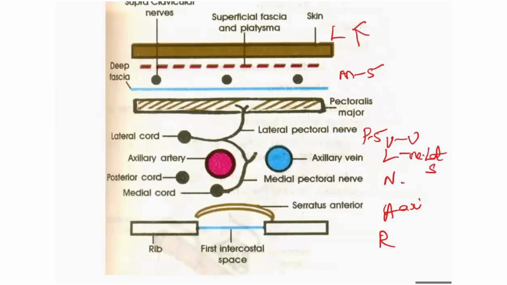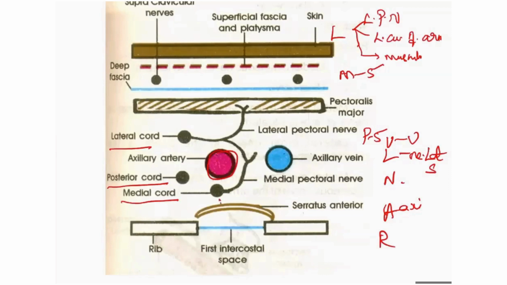What is this part? 3 cords. They are in relation with which artery? Axillary artery. First part of axillary artery, right? We'll finish the relation here itself. To the first part of the axillary artery, the medial cord is posterior, and the posterior cord is medial.